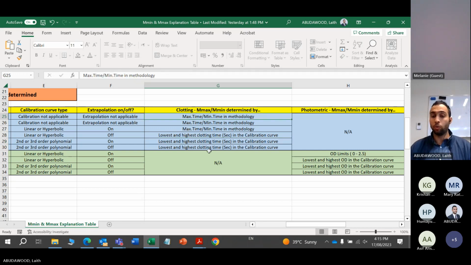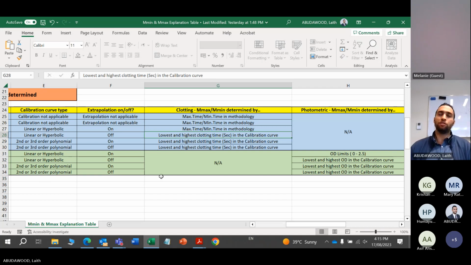When I report the raw measurement, then max time and min time in the methodology determine when I get MMin or MMax. Even if I have a clotting assay that's linear or hyperbolic where extrapolation is on, my limit will still be max time or minimum time because I can extrapolate outside of my calibration curve. However, if I have a linear or hyperbolic clotting assay and you switch off the extrapolation, the moment you get a value outside of your calibration curve, the analyzer will tell you MMin or MMax.